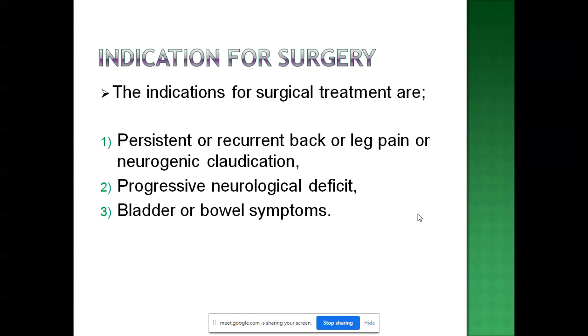That means, suppose previously the patient was experiencing the symptoms only in the posterior aspect of the thigh, but now over a period of time, the patient started developing symptoms in the posterior calf muscle as well as the sole of the feet. Then we have to think of surgery. If bladder and bowel symptoms are present, then also we have to think of surgery.